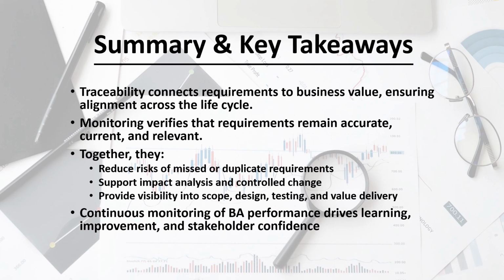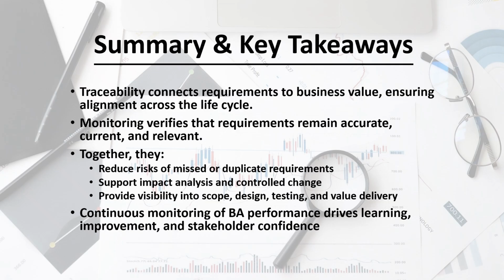As we close this session on the traceability and monitoring domain, let's highlight the key points. Traceability connects requirements across the life cycle, ensuring they align with business value, while monitoring keeps them accurate, relevant, and effective over time. We saw how tailored traceability approaches strike a balance between too much detail, which slows delivery, and too little, which risks misalignment. We explored dependencies and relationships, which prevent orphan requirements and support smarter planning.